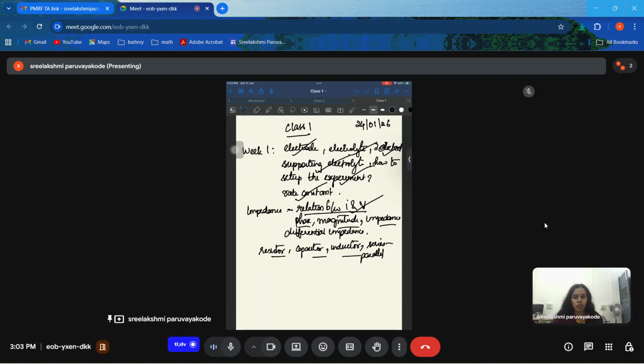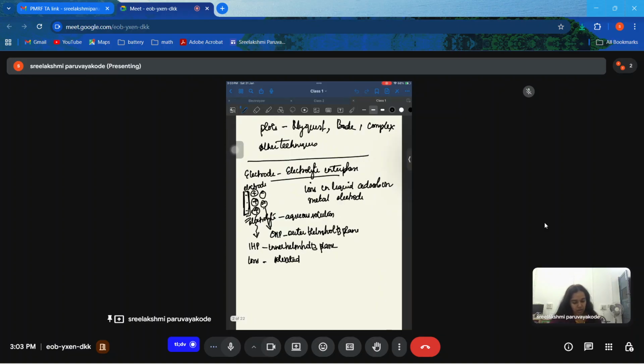Then we slowly moved to impedance. In impedance, before that we see what the potential versus current relation is. Then we see what impedance is. Then we see phase, magnitude, impedance, etc. So here, first we started with the electrode-electrolyte interface, where we see that the ions from the solution come and get adsorbed on the surface of the electrode. So there is a charge distribution happening.